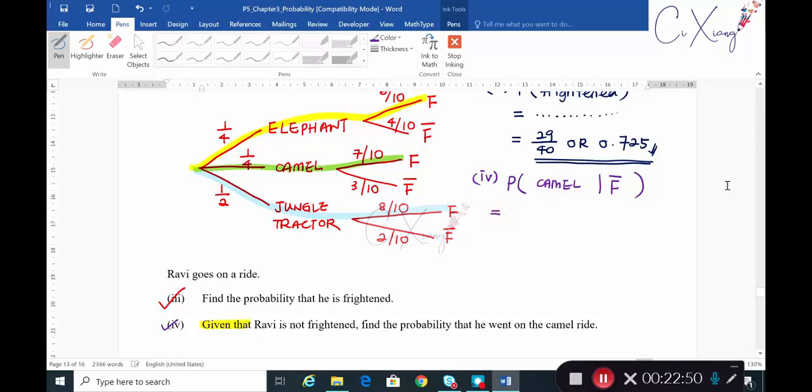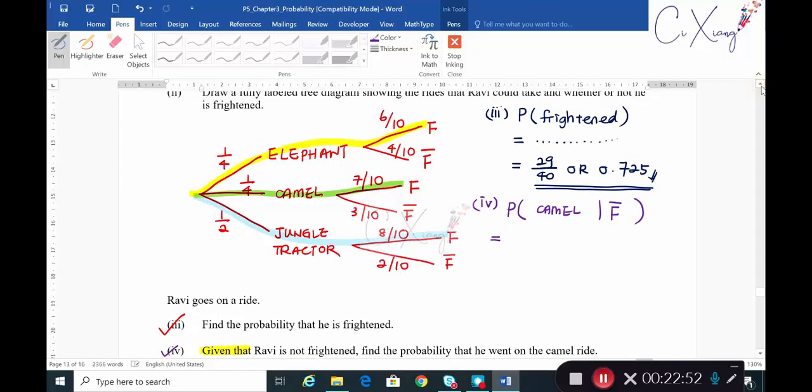Right, so this is a conditional probability that they want us to find out. Now, because we are not using a two-way table for this question, we are using a tree diagram. Therefore, you have to apply the formula for conditional probability. The formula is: camel intersect with not frightened, divided by the probability of not getting frightened.